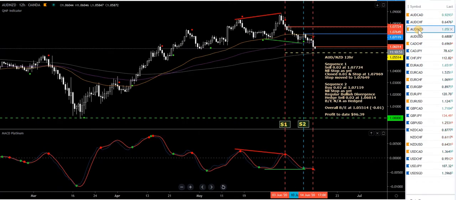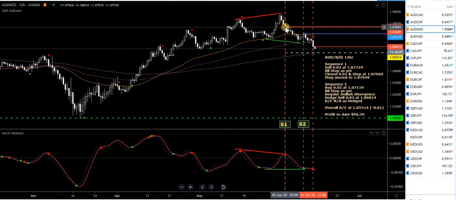Aussie, New Zealand. This afternoon there's just a sell trade here, this little red dot. It's not a valid sell trade because the MACD Platinum's below the zero level. However, I am in a buy on sequence 2 here. So this is a hedge sell on sequence 2. You can see it here, hedge sell on sequence 2.